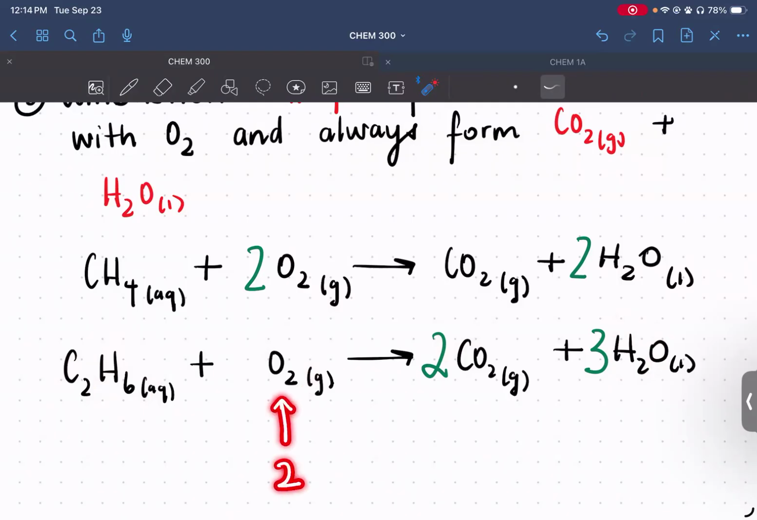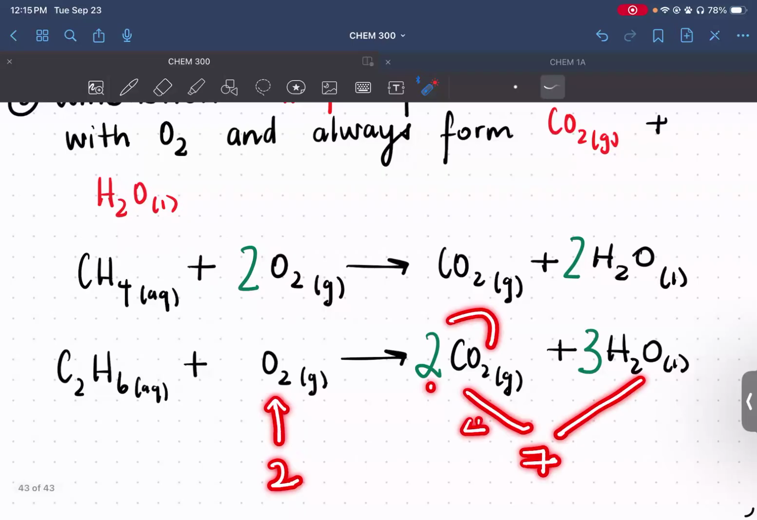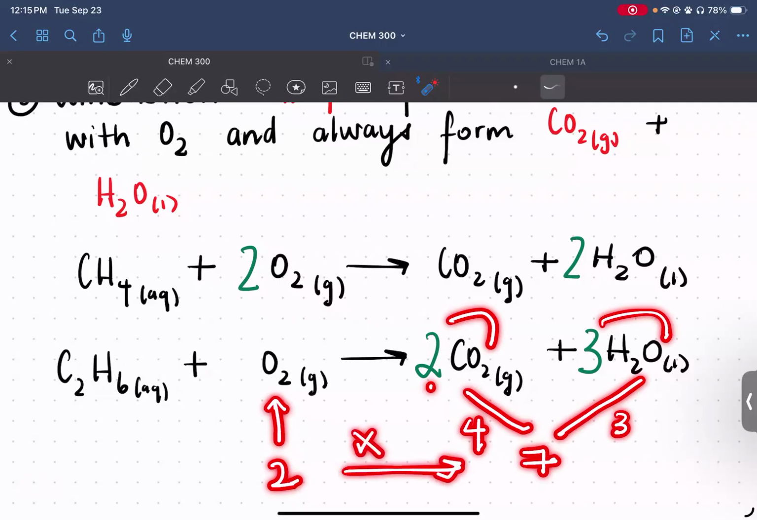There are 2 oxygens on the left, and in total, there are 7 oxygens on the right. Check the math on that for yourselves. 2 times 2 is 4. 3 times 1 is 3. 4 plus 3 is 7. But there is no simple whole number that we can multiply 2 by to get 7. When we were up here, we had 2 oxygens and 4, so we just multiplied by 2. But 7 is not a multiple of 2.